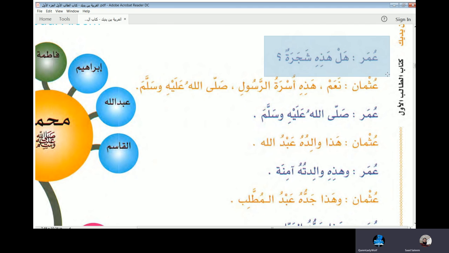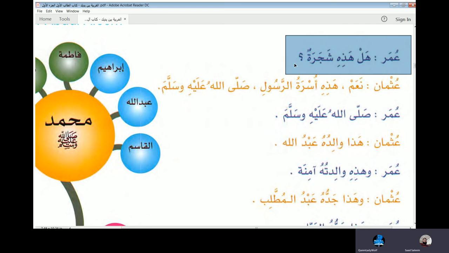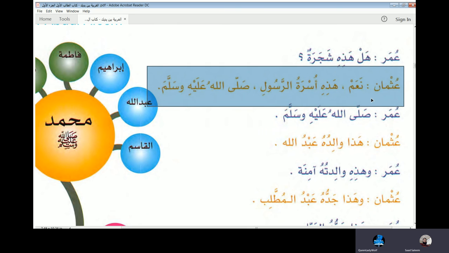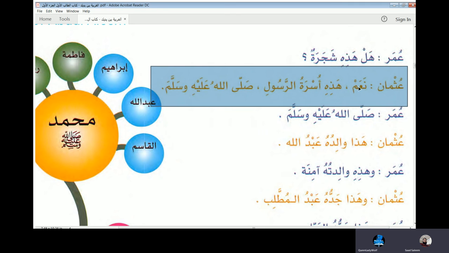Now read this line. Umar: Hal hazihi shajaratun? So, is this a family tree? Okay, so that whole word is family tree. And Uthman says, Naam, yes. Hazihi, this, usratu, family.